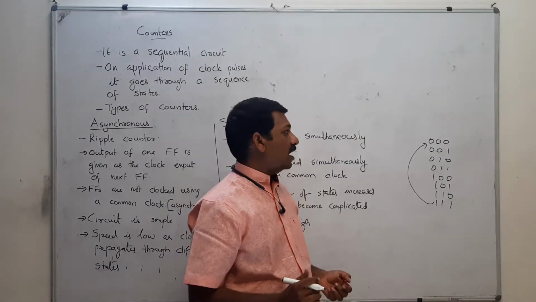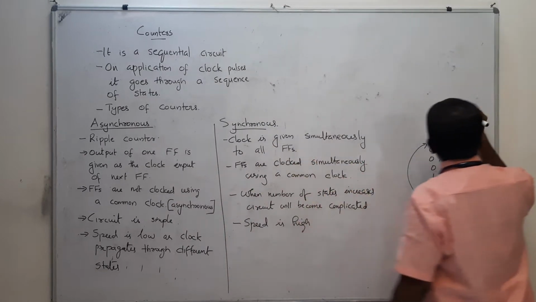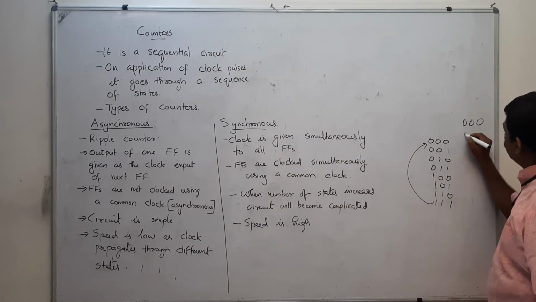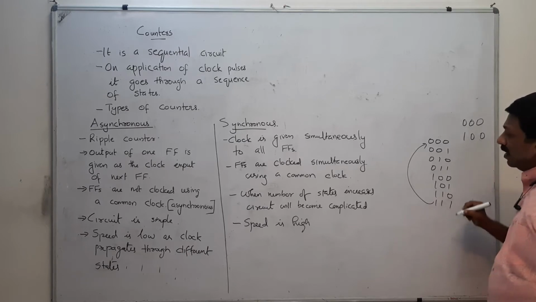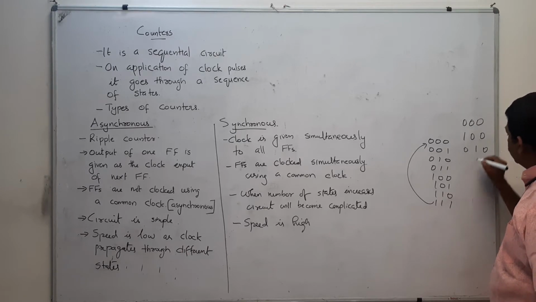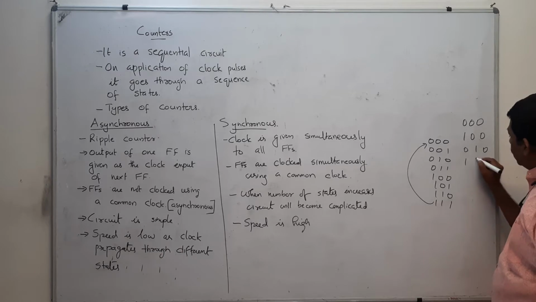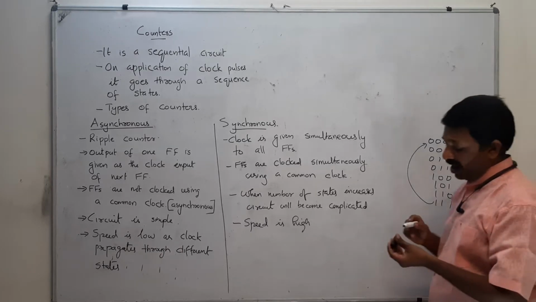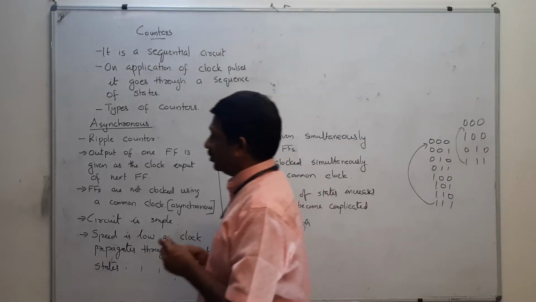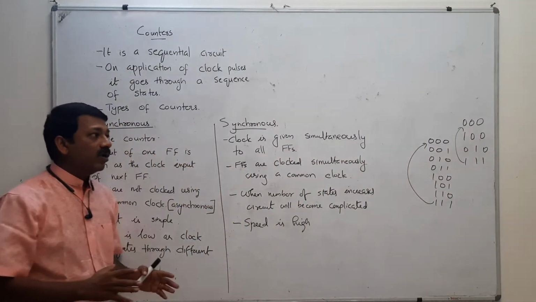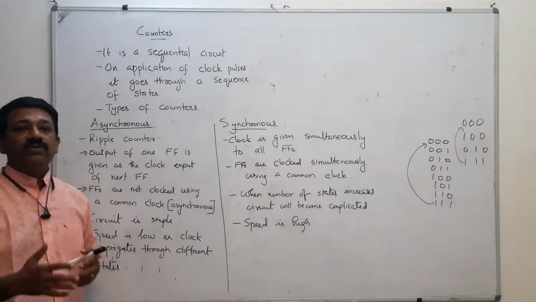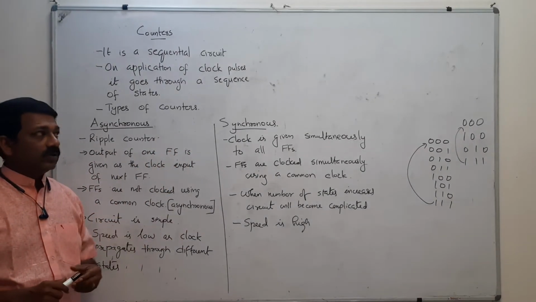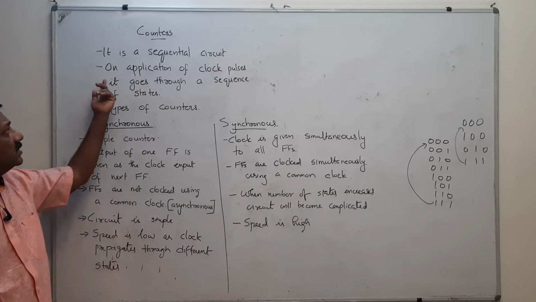Suppose that another counter you are going to have, initially you have 0, 0, 0, and afterwards suppose that you want to have 1, 0, 0, after that you can have 0, 1, 0, after that 1, 1, 1, again you are going back. That means you can have a counter, and according to the requirement you can design your own counters. Okay, you can have different types of counters, and it's an application.